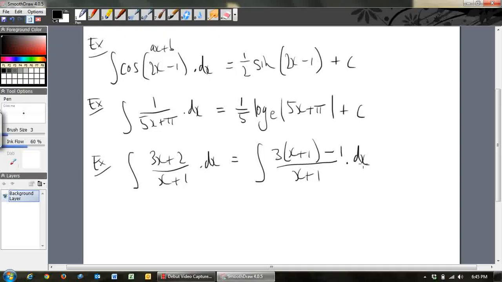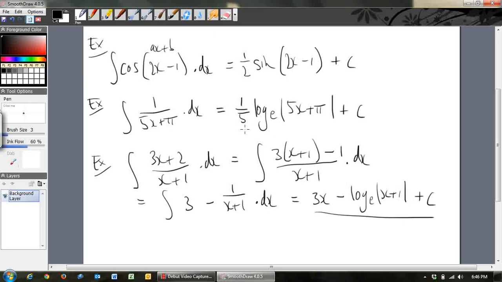So we have 3 times x plus 1, minus 1, all over x plus 1. If we divide through, we get the integral of 3, minus 1 over x plus 1, dx. If we now integrate it, the integral of 3 is 3x, and 1 over x plus 1 gives minus log e of x plus 1, and we divide by the coefficient of x, which is 1, so it doesn't affect it, plus c, and so that is your answer there.